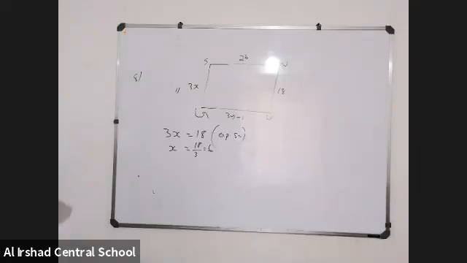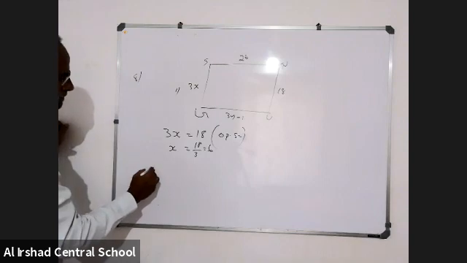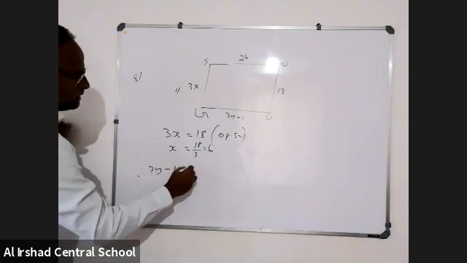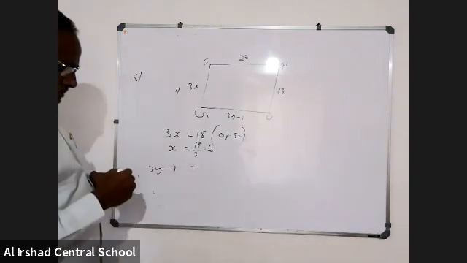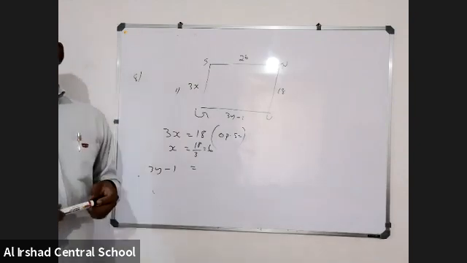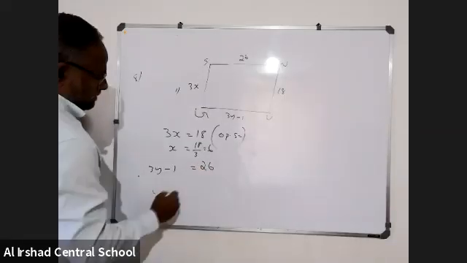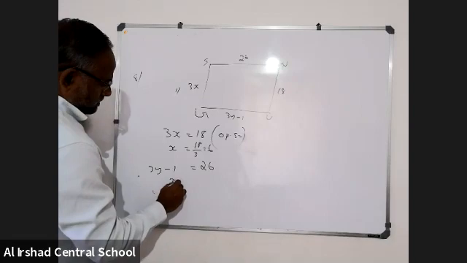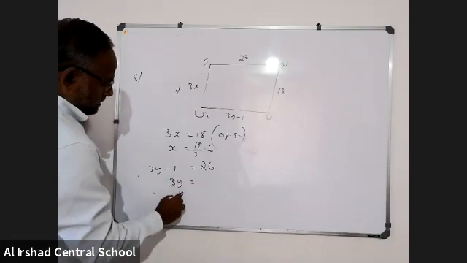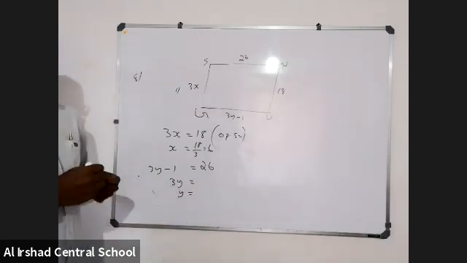centimeters. Next one do. Y, you have to do: 3y minus 1 is equal to 26. Then find out 3y is equal to, then y is equal to. Find out the answer.